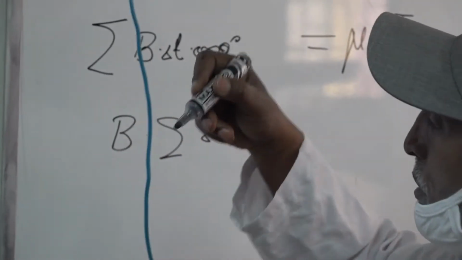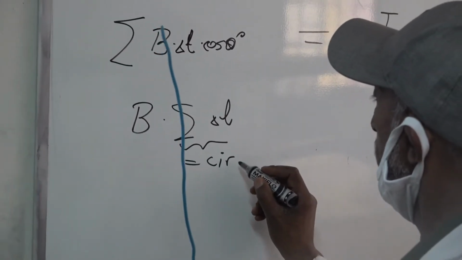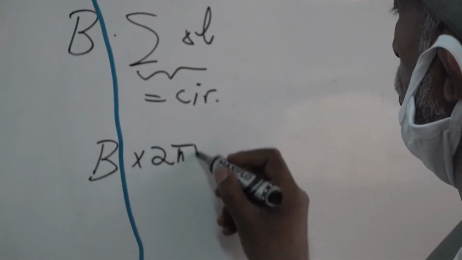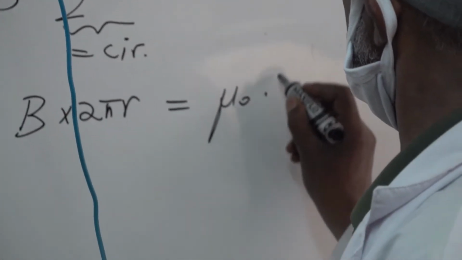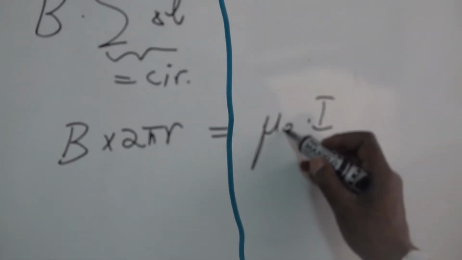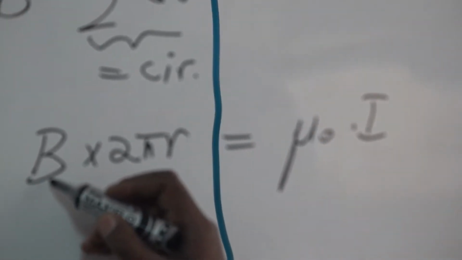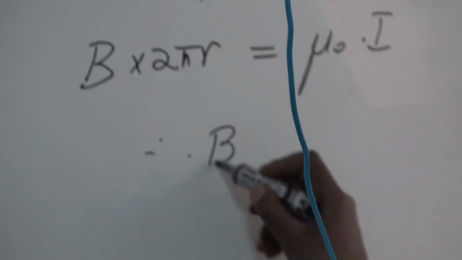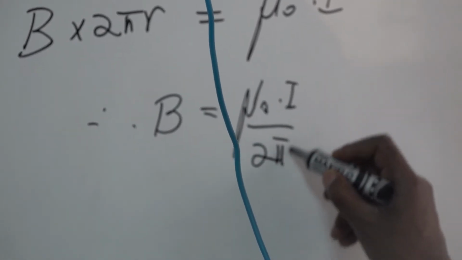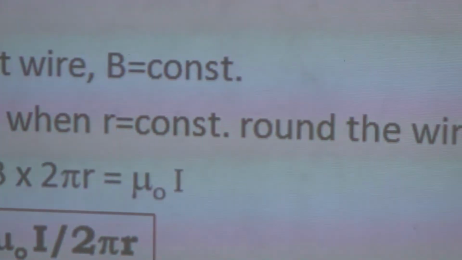So if you travel along a circle, the sum of delta L will give you the circumference. As you know, circumference is 2 pi r, so you get B times 2 pi r is equal to mu0 times I. There you are. If you can measure the current, and mu0 is the constant permeability, and since the distance you can easily determine, B of a current carrying wire is known. Therefore, B equals mu0 times I divided by 2 pi r. That's all. That's what this law discusses.